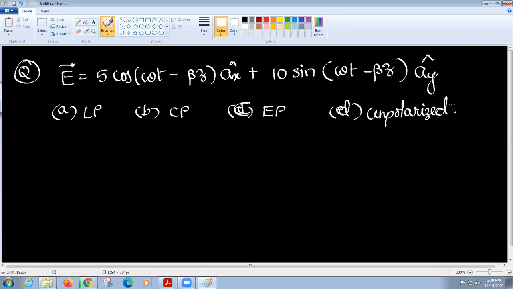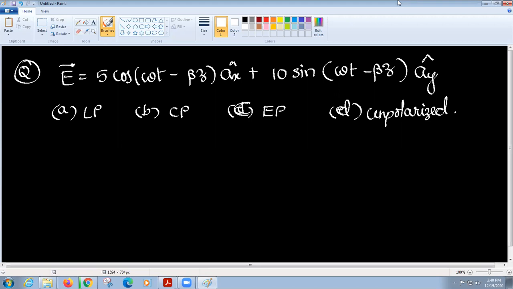Oh, you have some peculiar option, unpolarized. I'm unplugging my mic. Just give me the answer. Which one do you think fits this question? Hmm? Which one do you think fits this question? 5 cos omega t plus 10 sin omega t. First of all, you just confirm whether it is polarized or not. Is this polarized or not? I just unplugged my mic. You can speak out. Is this polarized or not? Will somebody speak out, please?